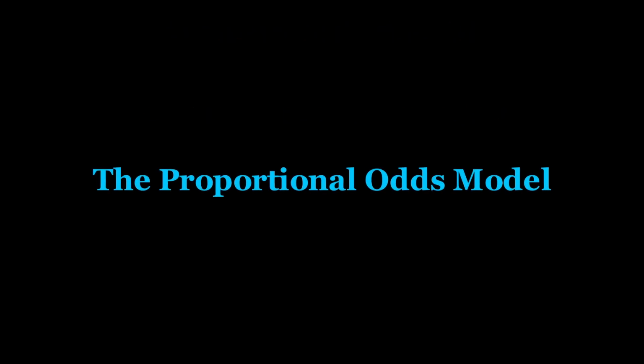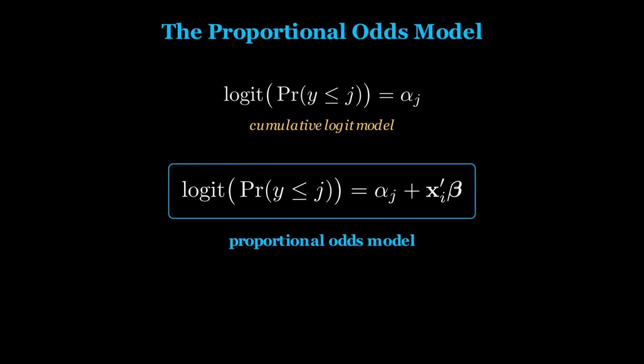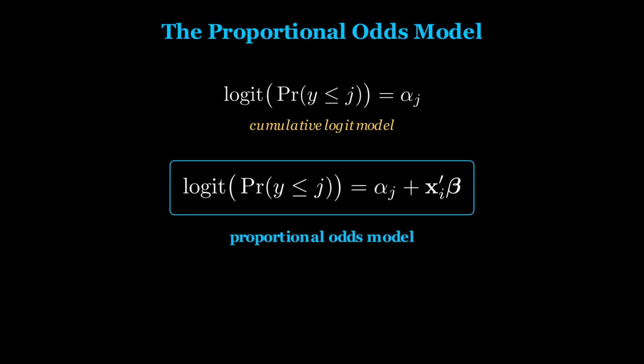The simple cumulative logit model only had cut points. The proportional odds model extends it by bringing in explanatory variables. Here's the simple cumulative logit model we just built, with nothing but a cut point on the right-hand side. The proportional odds model adds the linear predictor x_i transpose beta to it. The cut point alpha_j shifts with the category, but the coefficient vector beta is shared across every cut point. That shared beta is exactly what gives the model its name.